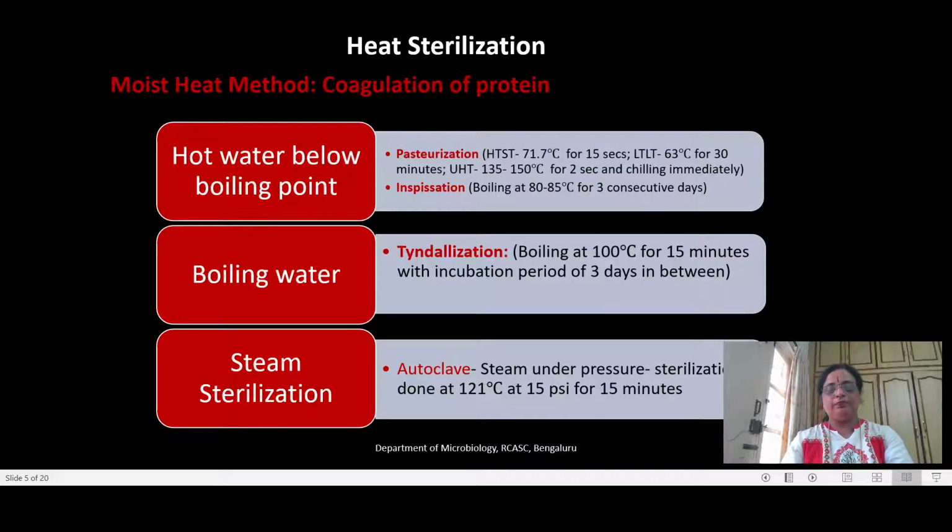Autoclave, we know, you are going to sterilize the required things in an equipment called an autoclave, where we generate steam under pressure and sterilize at 121 degrees Celsius at 15 pounds per square inch for 15 minutes. So these are the different methods of heat sterilization, that is, the moist heat method of sterilization.